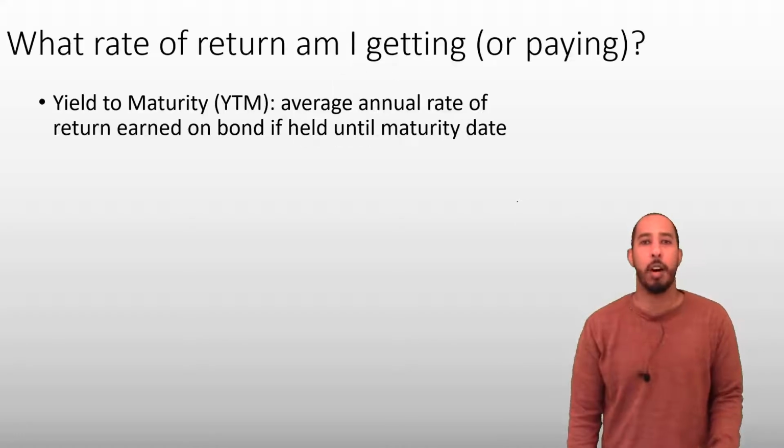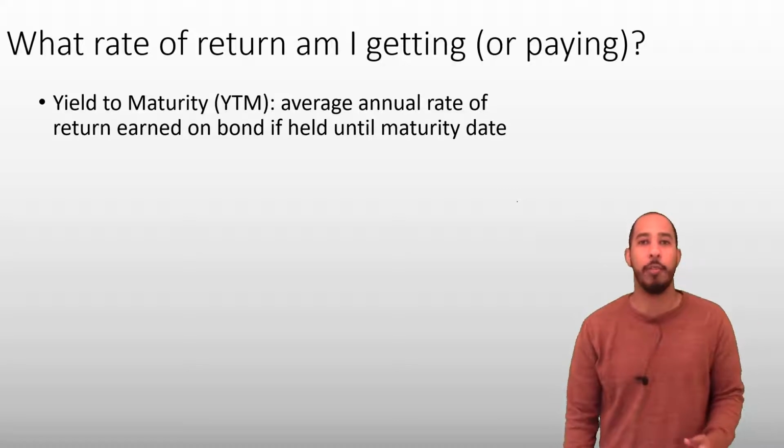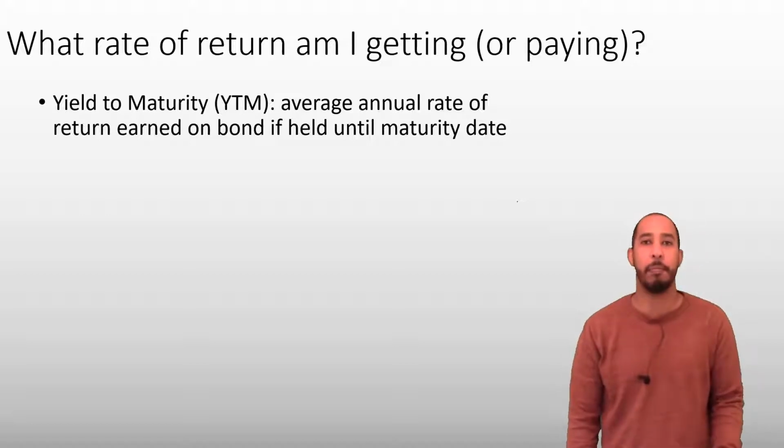The rate of return on a bond can be represented by its yield to maturity. If you bought a bond today and held on to it all the way to the maturity date, the yield to maturity would be the average annual rate of return you'd receive. And from a company's perspective, it's the average annual cost you would pay to borrow money.